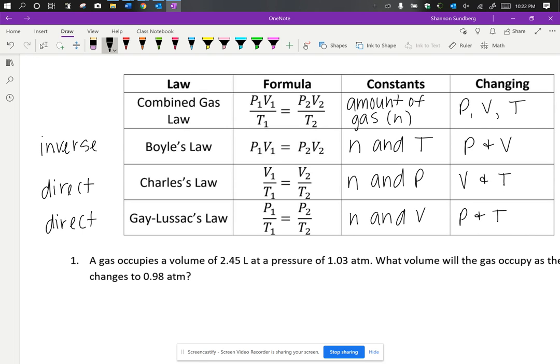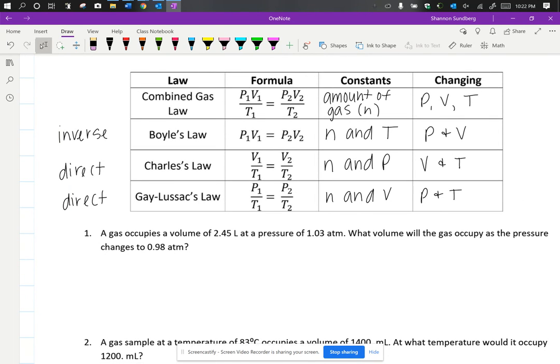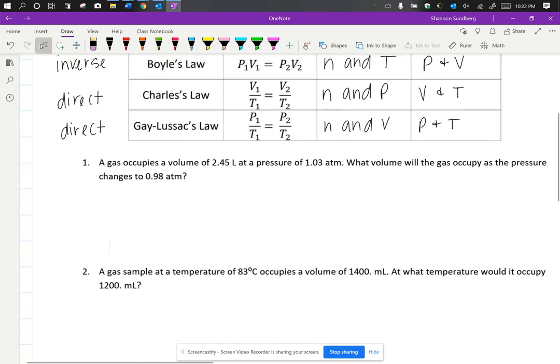Okay. So if we check out number one, the easiest way to figure out what's going on is to label your problem and write your equation. So what I always like to do is I like to write the entire combined gas law formula off to the side there and then cross off the one that I don't need. So I'll show you what I mean by that.